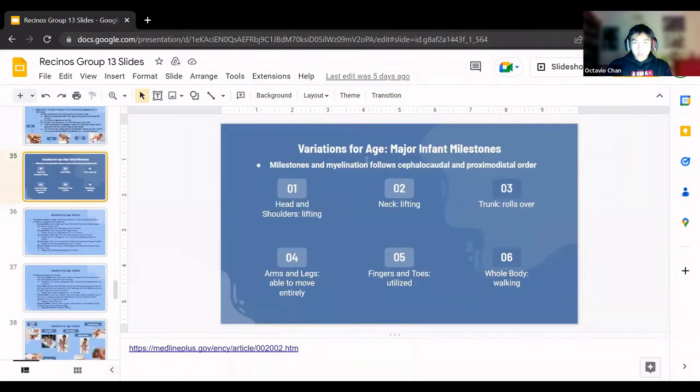And here are some major infant milestones. Usually milestones and myelination follow a cephalocaudal and proximal distal order. The first will be lifting the head and shoulders. The second will be lifting their neck. The third will be rolling over their trunk. The fourth will be moving their entire arms and legs. The fifth will be utilizing their fingers and toes. And the sixth will be walking.